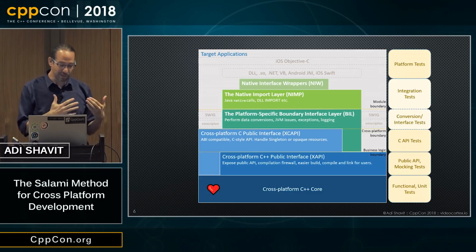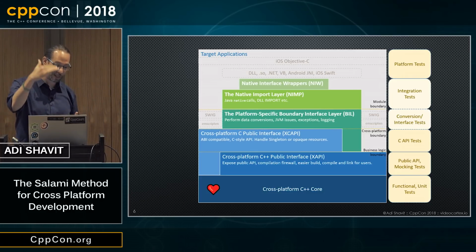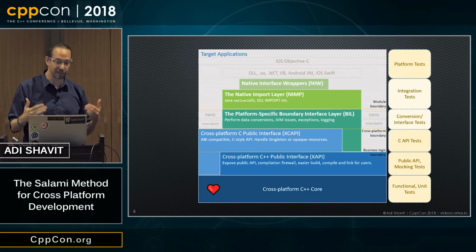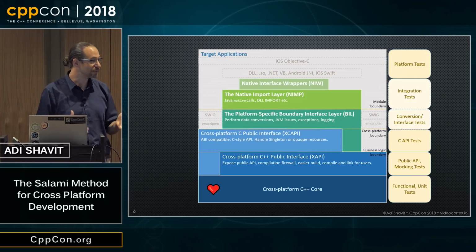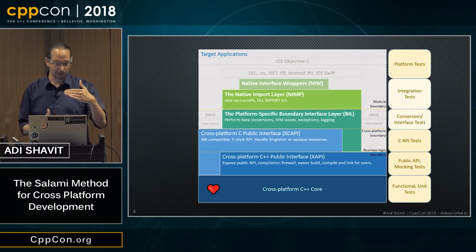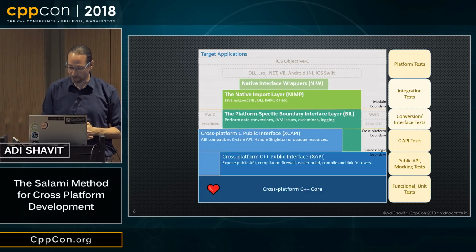And we can see that at the bottom, we have the cross-platform core. So I'm going to go up all the way, and at the top level, we're talking about the target applications. So these are the applications that actually run on our target platforms. These are the host applications. And all the layers in between, I will talk about them specifically when we get there.